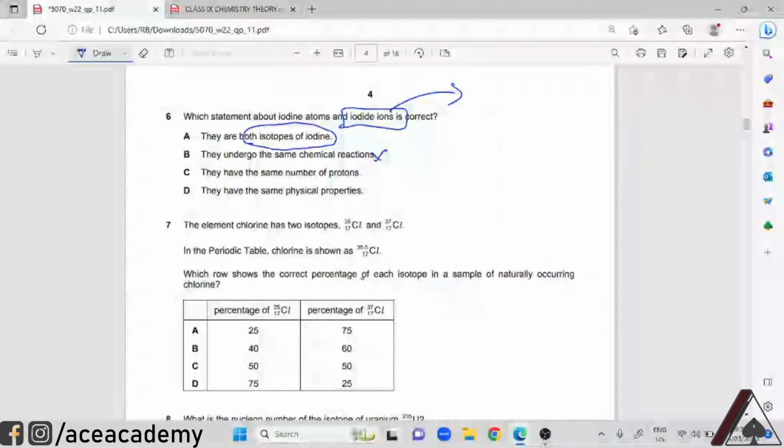Option C says they have the same number of protons, which is correct, and option D says they have the same physical properties. They do not have the same physical properties because when iodine exists as an iodide ion, it is of course bonded with some other element. As a result, it is a substance that is not iodine. It is a compound, right? And iodine is an element. As a result, they will not have the same physical properties. So 6 is C.